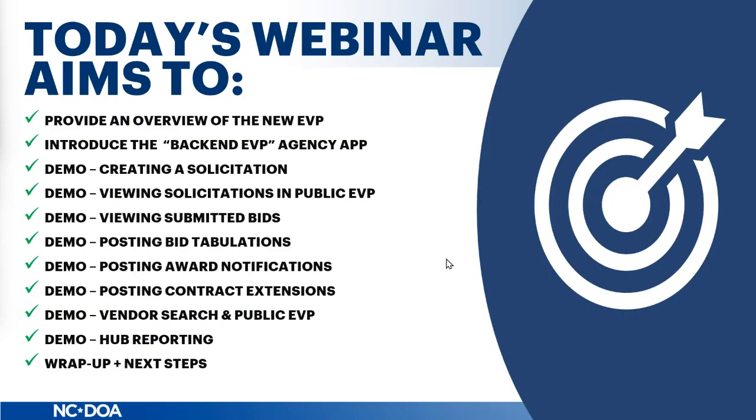And let's now talk about what we plan to do today. So first of all, we're scheduled to go about 90 minutes. We're going to start off with just an overview of what we're calling the new eVP, the whole process and the timeline and all of that with this upgrade. And then what we're going to do is give you an introduction to what we're calling the back-end eVP, because there's two sides of this now, your side and the vendor side. And you will be referring to that as the agency app.